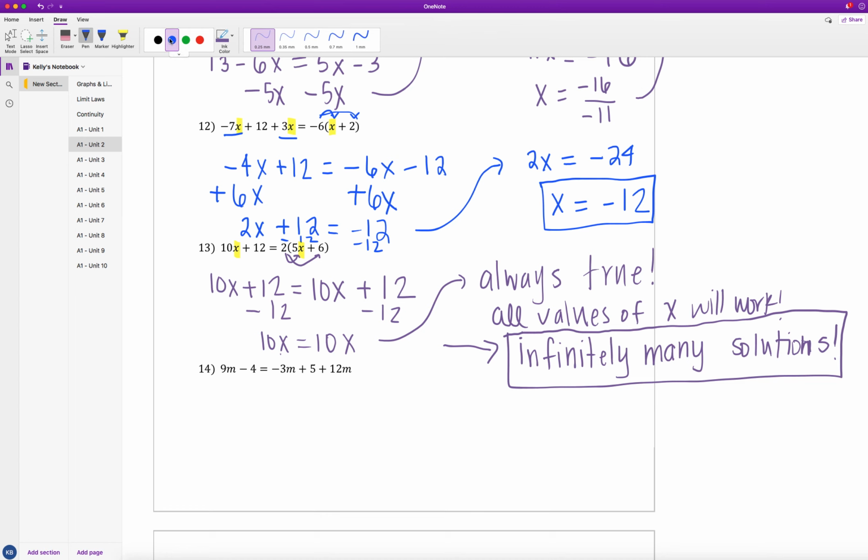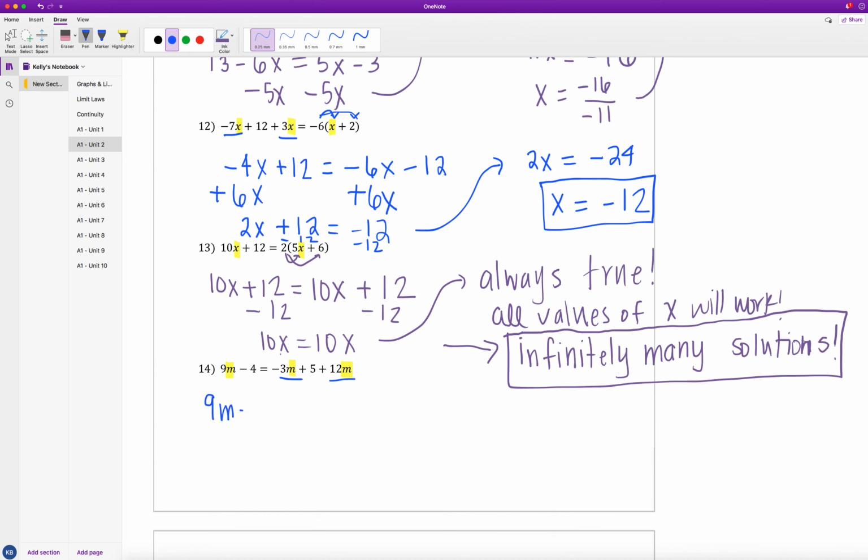Okay, our last example will be example 14. Why don't you guys pause the video and try 14 on your own first, and then we'll check it. Okay, so example 14 says 9m minus 4 equals negative 3m plus 5 plus 12m. So I'm back to getting multiple m's, and I even have multiple m's on one side. So I'm going to go ahead and start by combining our like terms on the right-hand side.